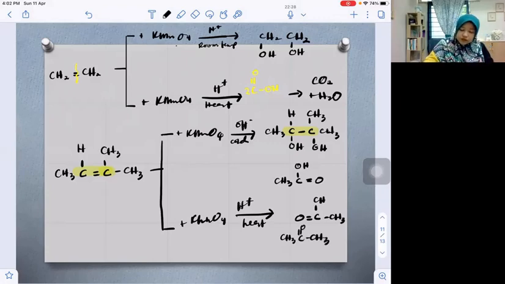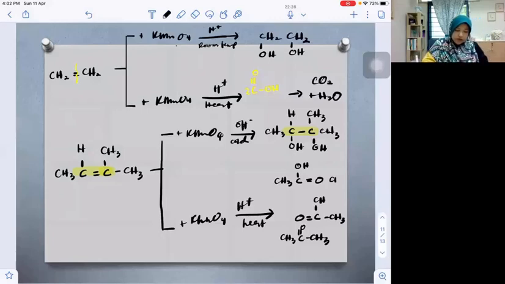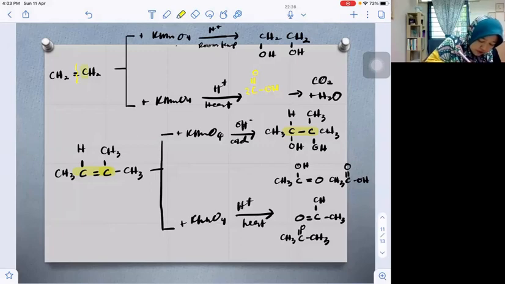Okay, as for this one, we rearrange it back. It is actually CH3, C double bond O, OH, a carboxylic acid. So to predict the product of the strong oxidation, we actually need to identify the type of the carbon-carbon double bond. In this case, the first example just now, ethene.